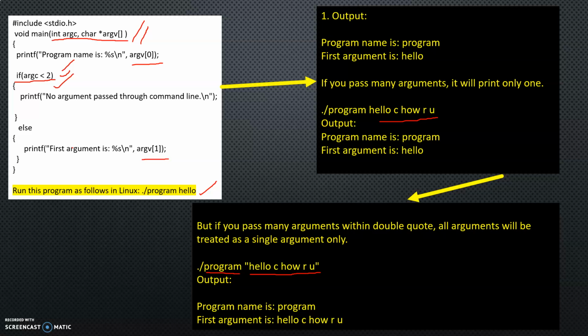So you can try many small programs, like write a program to add two numbers using command line argument, multiply two numbers, swap two numbers, or find the factorial of a number using command line argument. You can try these on your own, and you can show me also. So this is up to command line argument. This is the last chapter of C programming.